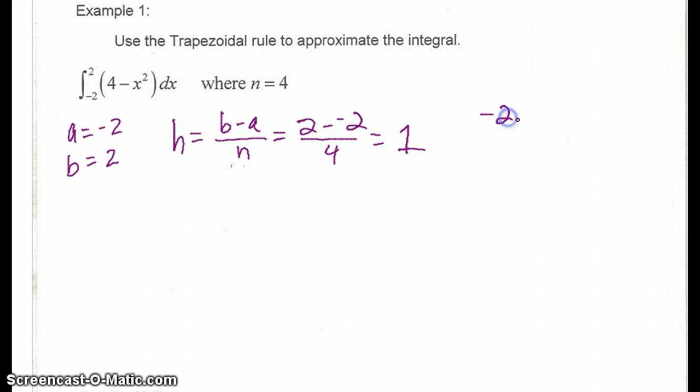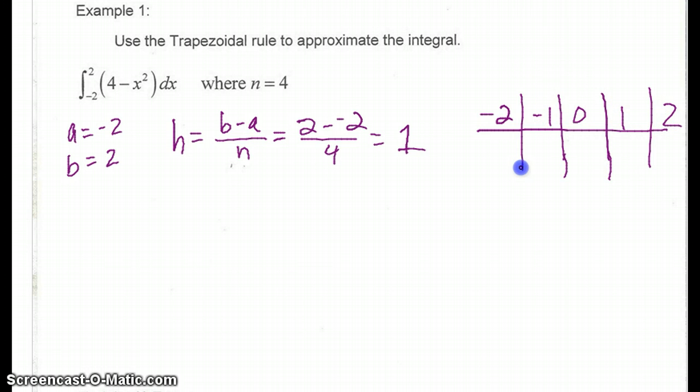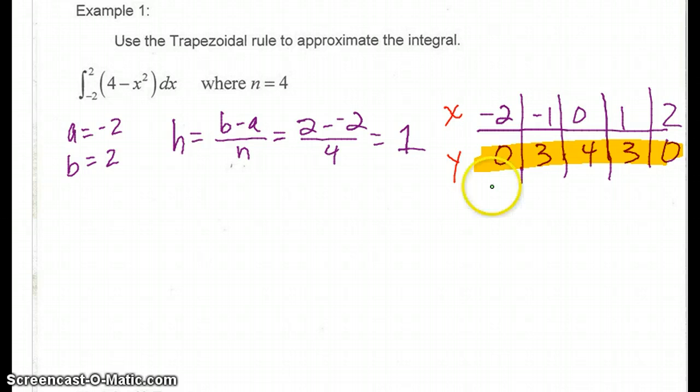Therefore, starting at negative 2, here are our intervals. We plug in and we get 0, then we get 3, then we get 4, then we get 3, then we get 0. These are our lovely y values, and these are our x values. Therefore, we have y sub 0, y sub 1, y sub 2, y sub 3, y sub 4.